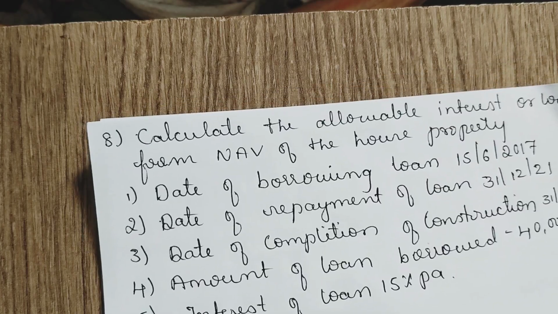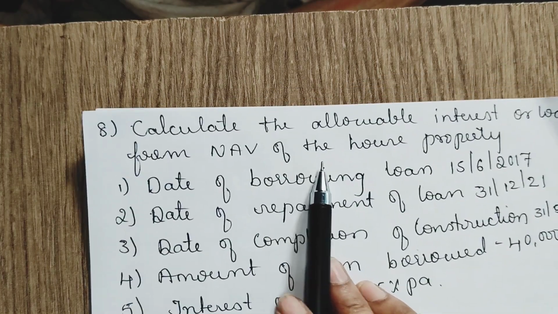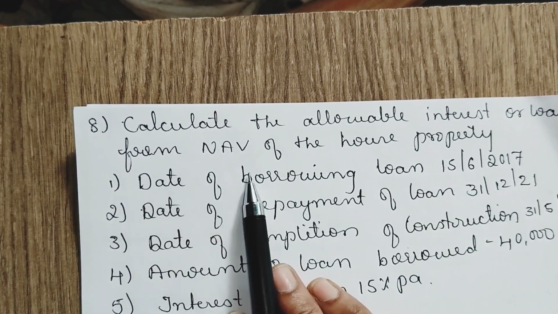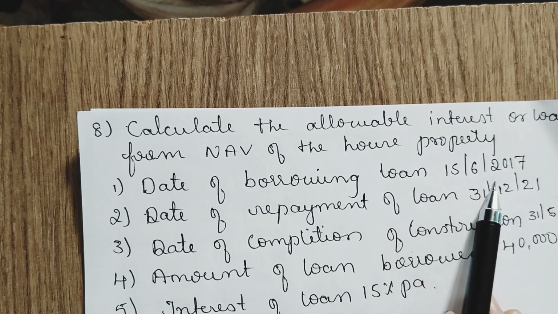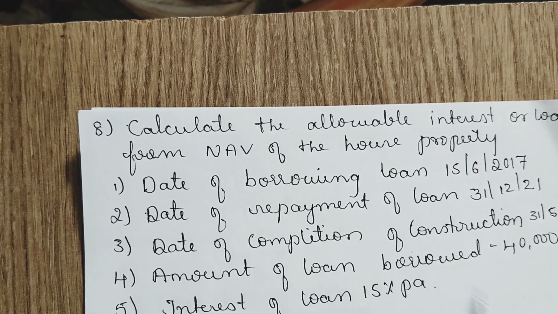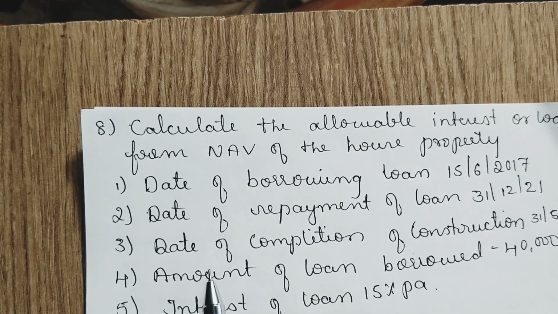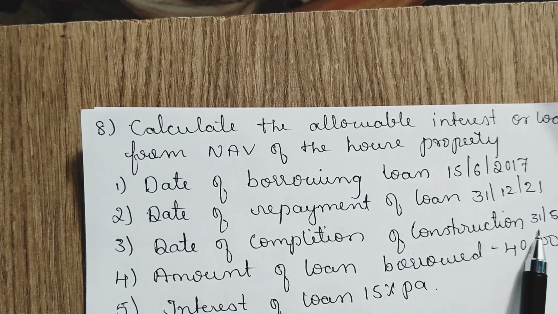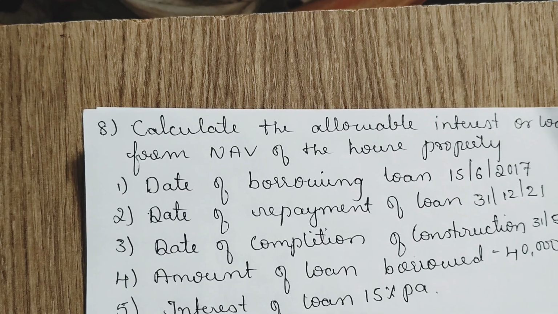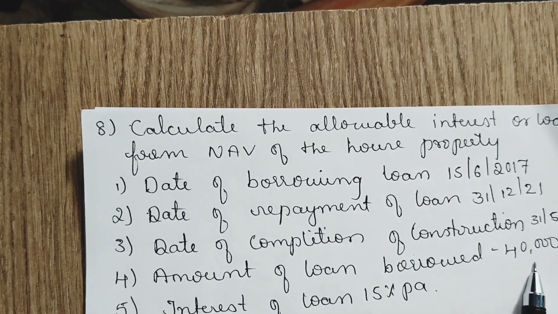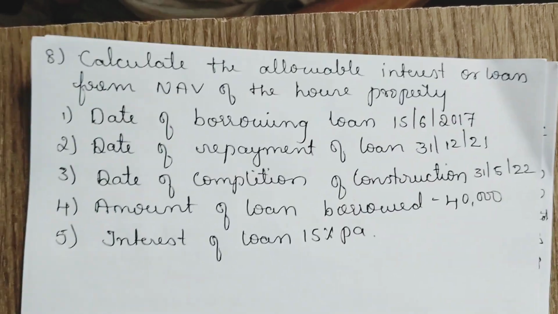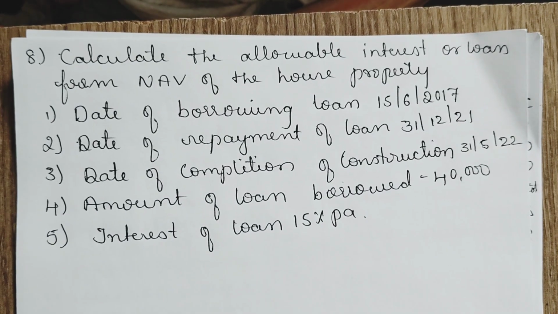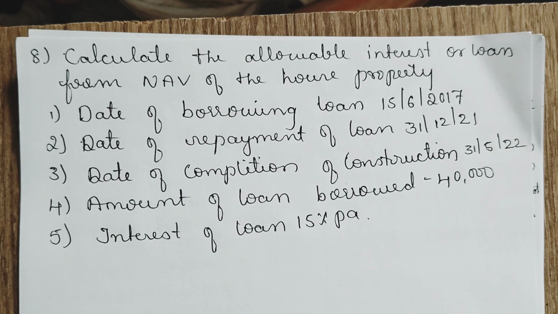Calculate the allowable interest on loan from net annual value of the house property. Date of borrowing loan 15th June 2017. Date of repayment of loan 31st December 2021. Date of completion of construction 31st May 2022. Amount of loan borrowed 40,000. Interest on loan is 15% per annum. This also you have to take as homework and solve this question. You need to comment in the comment section what is the total interest amount.